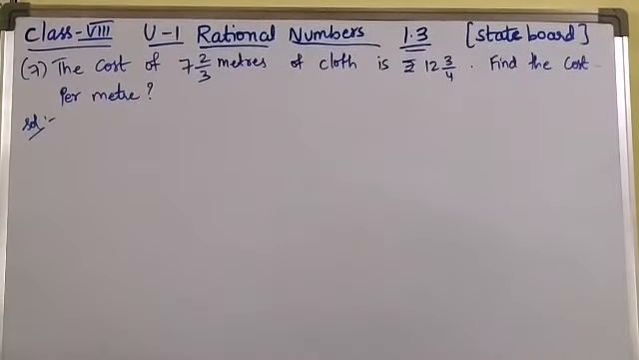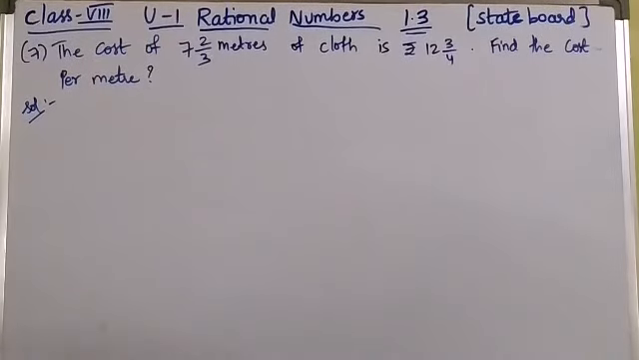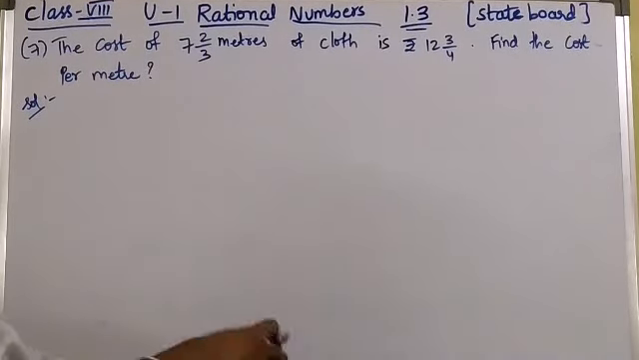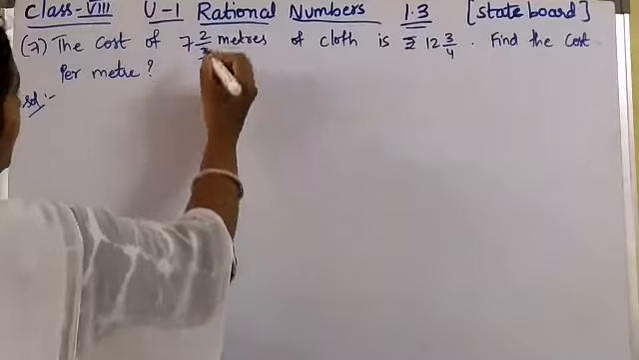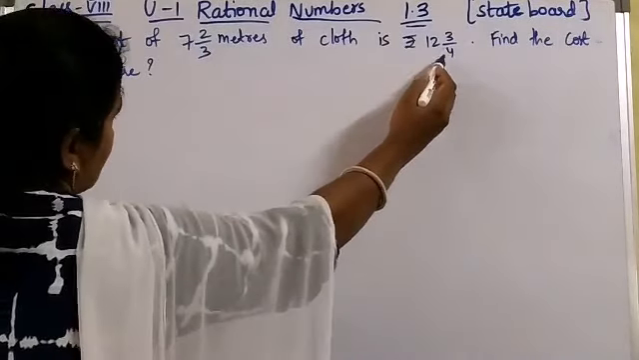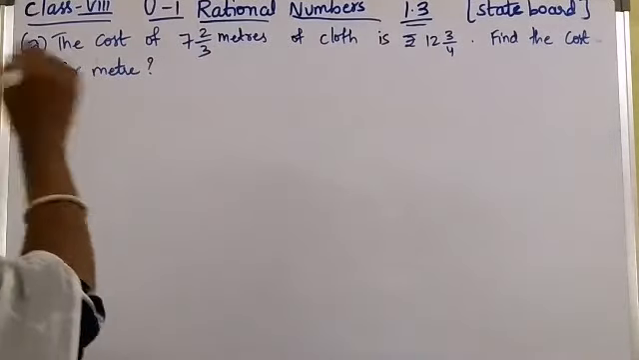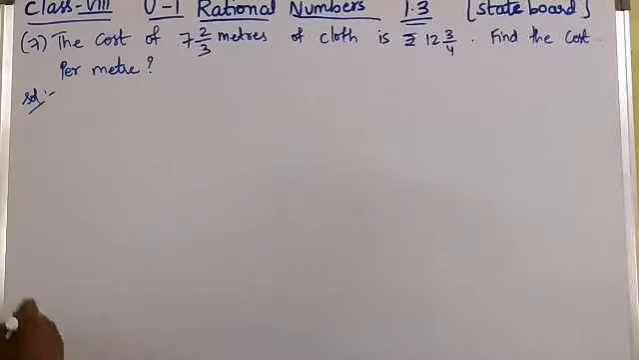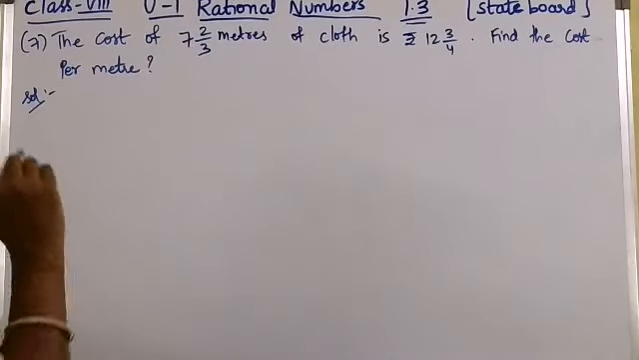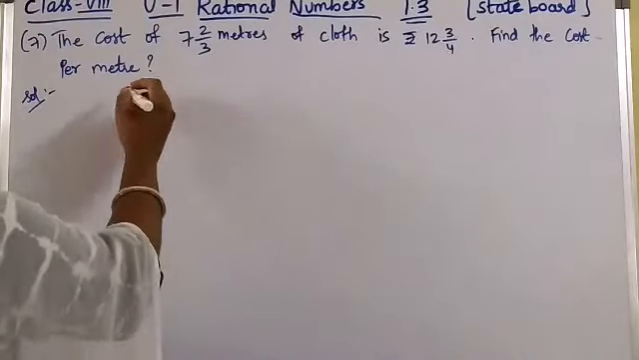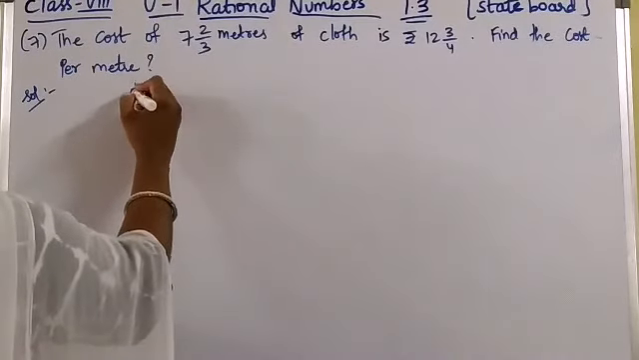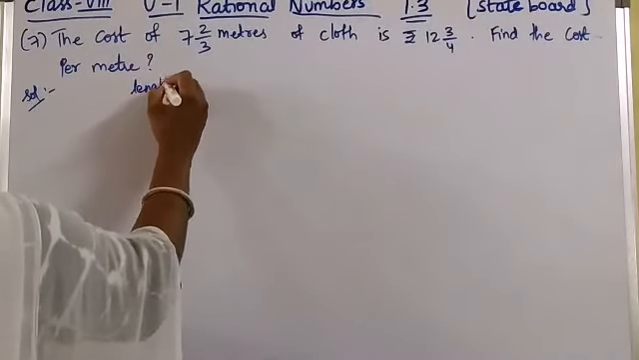The cost of 7 2/3 meters of cloth is rupees 12 3/4. The cost of 7 2/3 meters is given as 12 3/4 rupees. Find the cost per meter. Here per meter means you have to find the value of 1. Here length of cloth you can say they are in direct proportion.